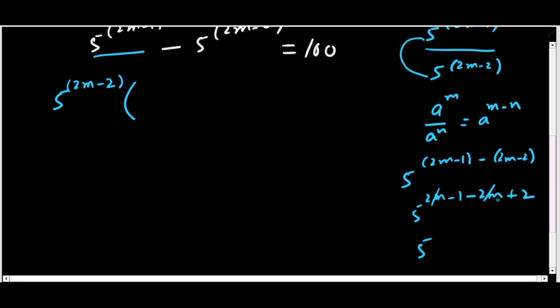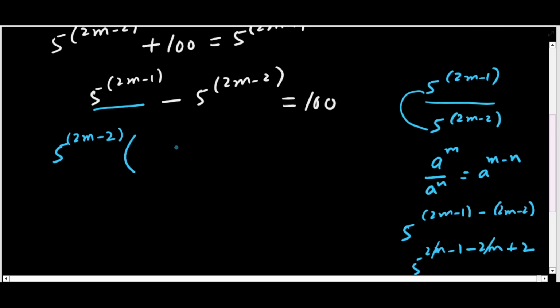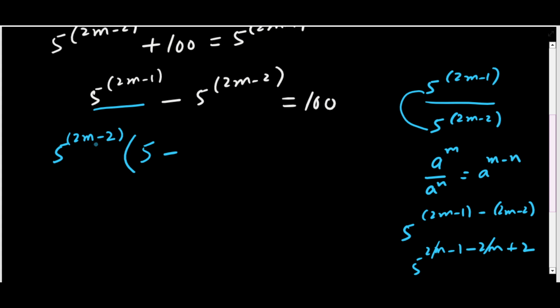We subtract minus 1 from plus 2. What we will get? 1, which is equal to 5. So we have the remainder here, 5 minus 1, since we take 5 power 2m minus 2 as a common. When we divide this from this, we'll get 1, which is equal to 100. I hope it's clear to you.